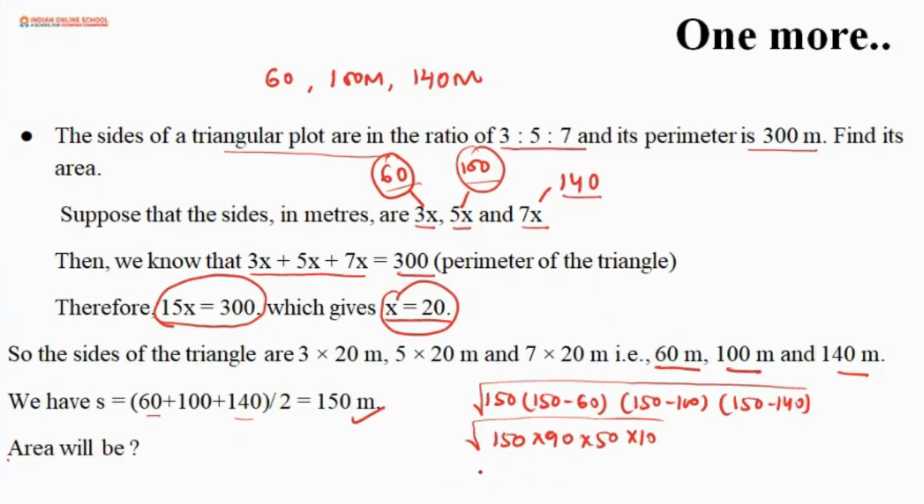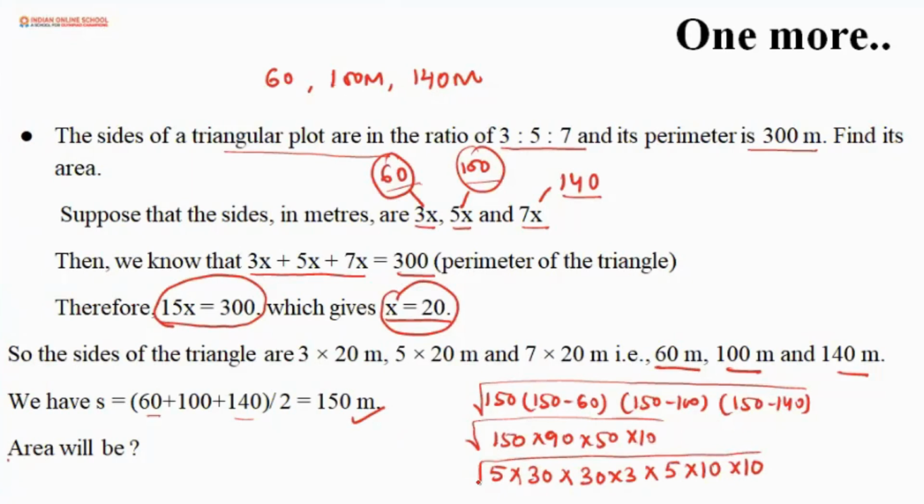Okay, 150. Let's make it super easy. 150 you can write as 30 times 5. So just take it as 5 times 30 over here. Now you will say, ma'am, it's not a prime factorization, but we are taking it. I will let you know why. And this 90 we can write as 30 times 3. Now this 50 can we write as 5 times 10? And this 10 can we leave as 10 only?